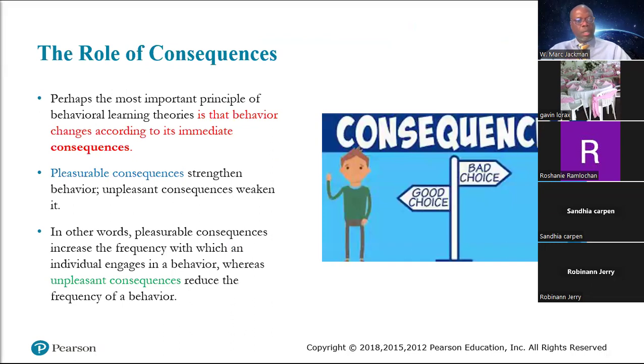The role of consequences. The most important principle of behavioral learning theory is that behavior changes according to its immediate consequences. Once the consequences are positive, the behavior is likely to change in a positive direction. Once the consequences are negative, the behavior is supposed to weaken in most instances. It's not 100% foolproof. So that's why they say pleasurable consequences strengthen behavior, and unpleasant consequences should weaken behavior. So the frequency of a behavior is likely to improve once the consequences are pleasurable, and if the consequences are unpleasant, then the behavior is supposed to be reduced.